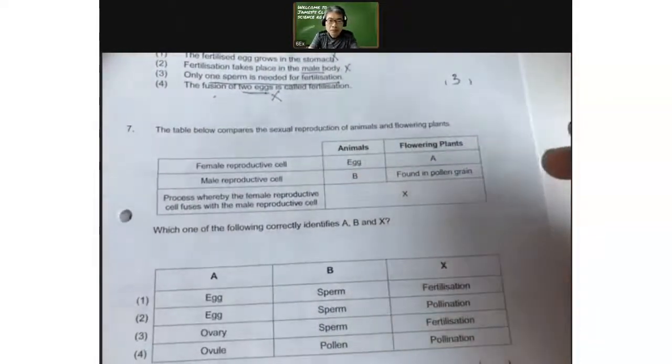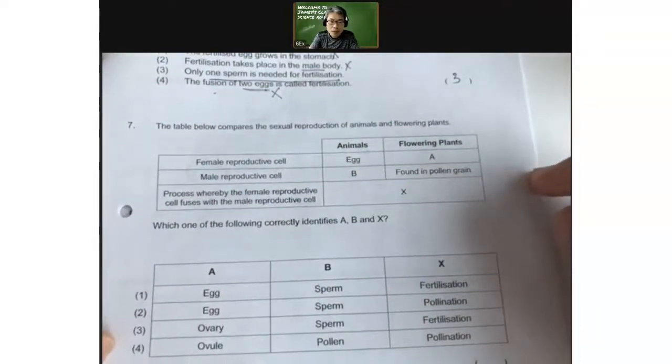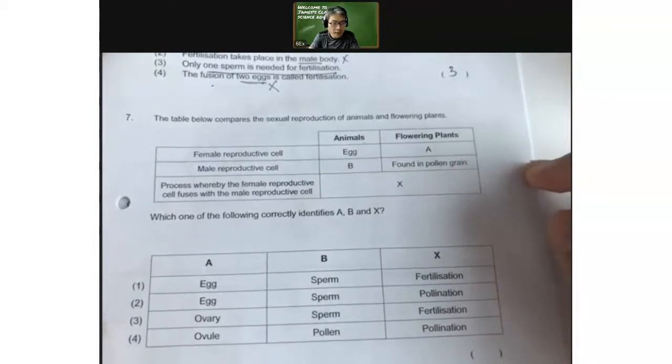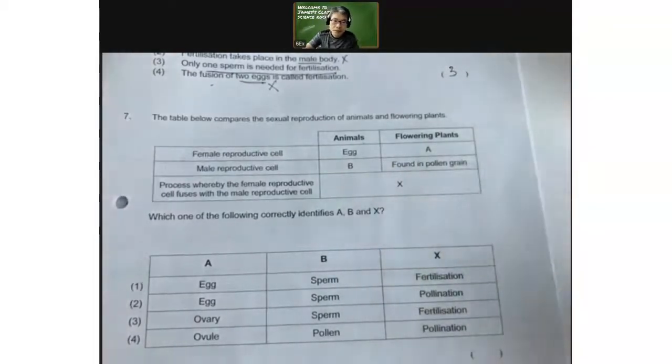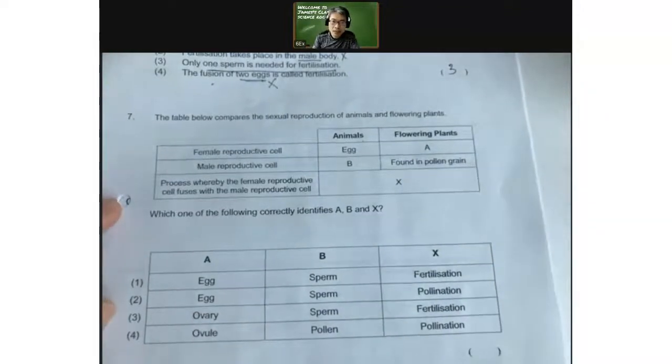Question 7. The following shows the sexual reproduction of animals and flowering plants. So which of the following correctly identifies A, B, and X? So let's take a look.